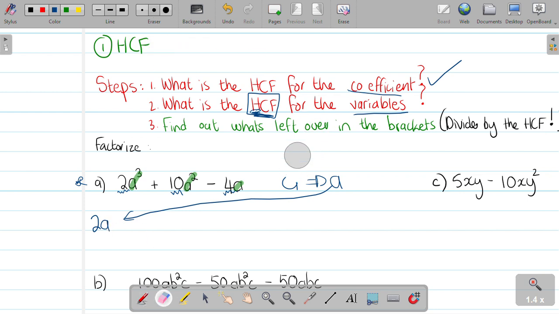Okay, let me just tidy up over here a little bit. All right, so now we can carry on and find out how we do the last step.